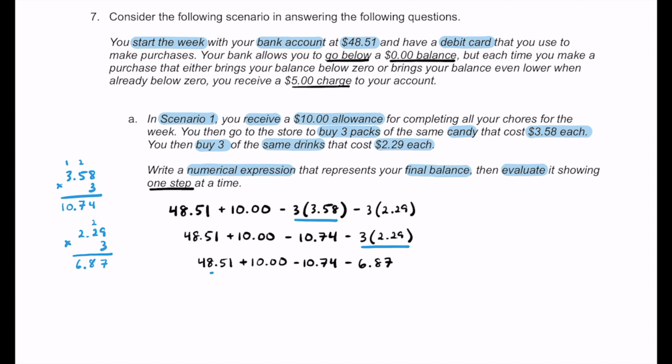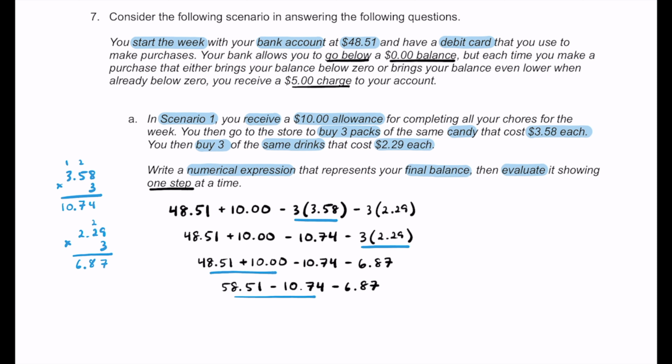Okay, so now we're just going to go from left to right because we have addition and subtraction. So if we take the money we had and add on the $10 we got from doing chores, $48.51 plus $10 is going to be $58.51. And then we're going to take away $10.74 and take away $6.87. Okay, so this is how much money we really had before we went and bought some food.